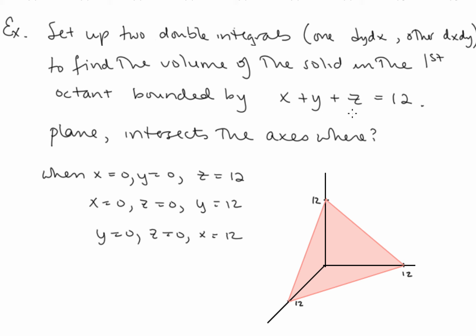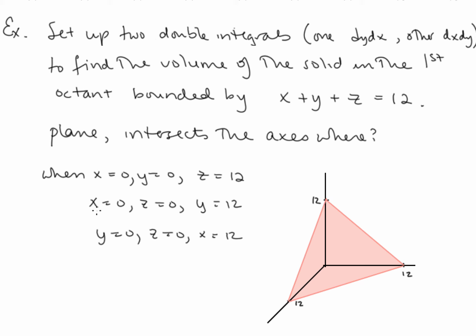And if they're saying that a plane bounds a region in the first octant, it must be that this plane intersects all of the axes, and we've got a solid region like this. So we need to figure out where this plane intersects the axes. When x is 0 and y is 0, that's when we intersect the z-axis. If x and y are 0, then z must equal 12.